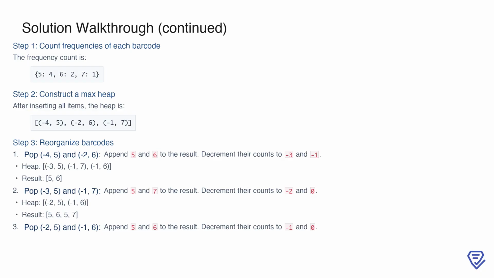Both barcodes are pushed back into the heap. The heap now contains -3, 5, -1, 7, and -1, 6, and the result array is 5, 6. In the second iteration, we pop -3, 5, and -1, 7, corresponding to barcodes 5 and 7. These are added to the result array, and their counts are decremented to -2 and 0. Since barcode 7 has no remaining count, it is not pushed back into the heap. The heap now contains -2, 5, and -1, 6, and the result array becomes 5, 6, 5, 7.